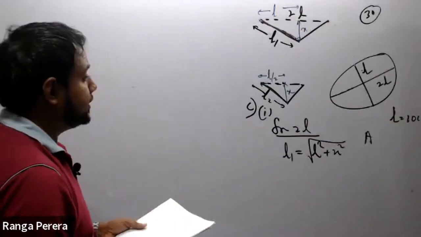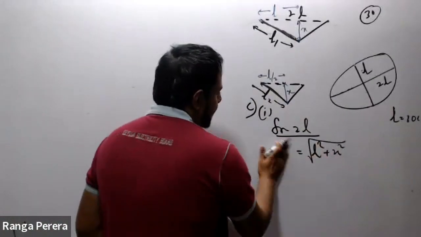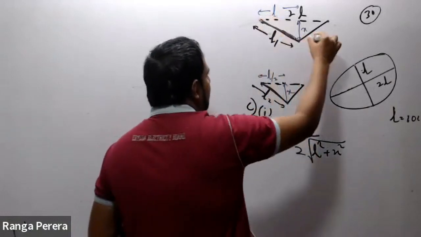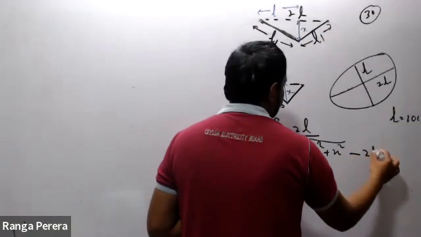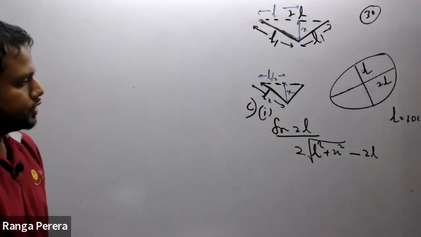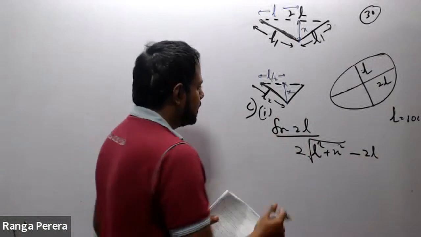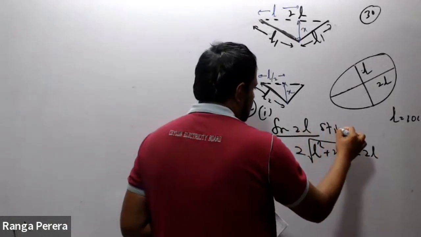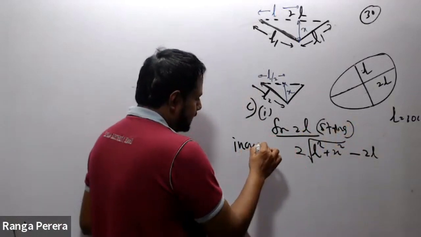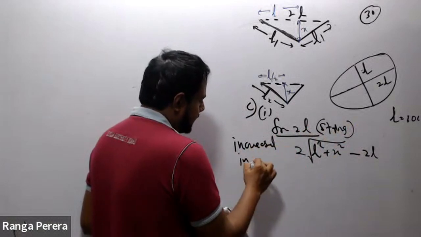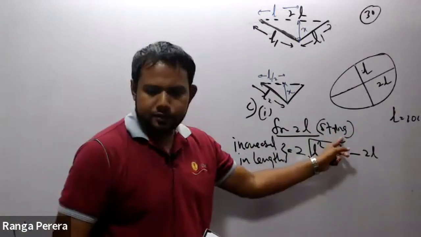Write down the expression for the increase in length. Increase in length, I should multiply it by 2 to get the total length L1, minus 2L. Check whether you got the point. For the 2L string, the increase in length equals root of (2L squared plus X squared) minus 2L.